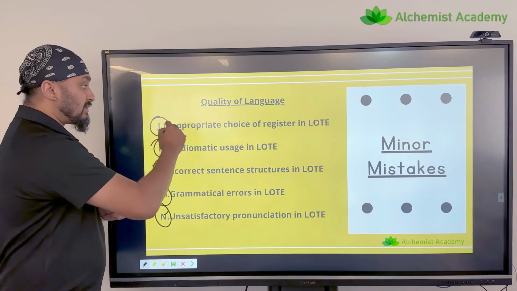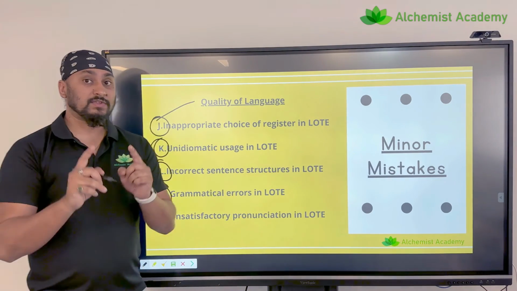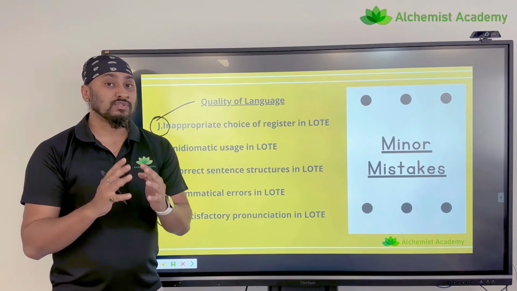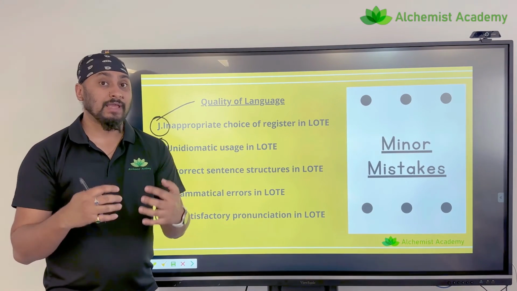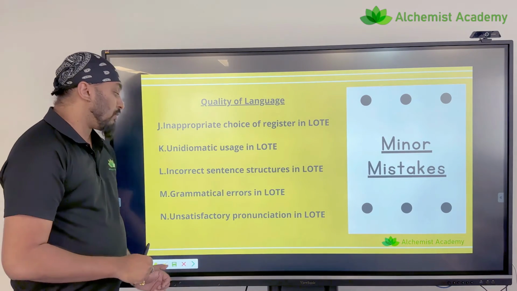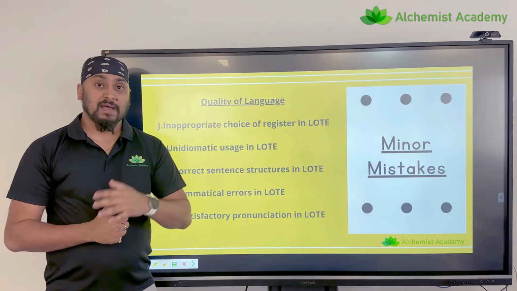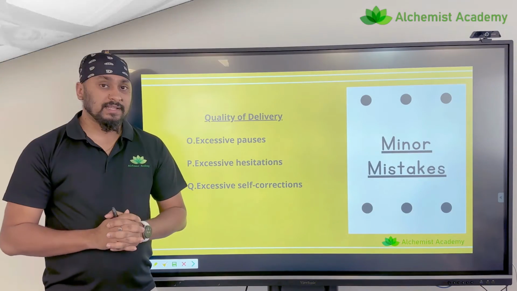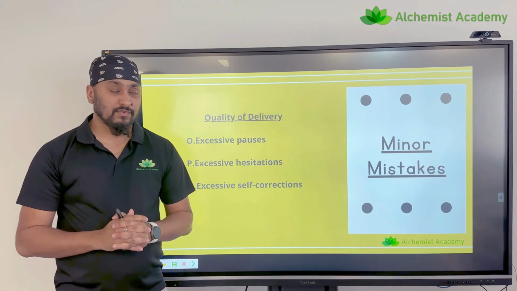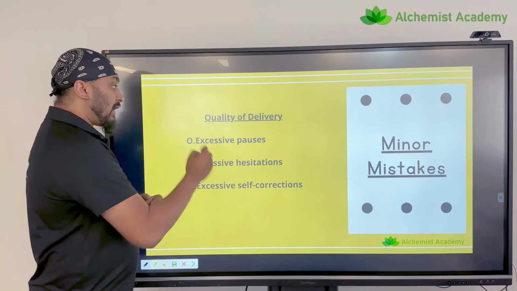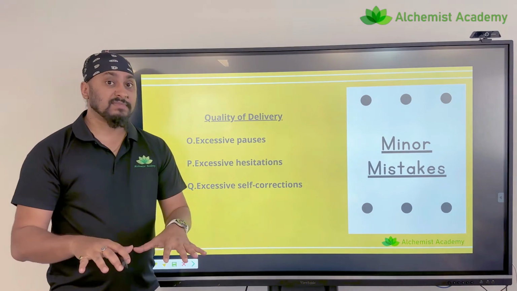JKLMN is again related to quality of language, which is minor mistakes. All right, so remember that quality of language is judged 2 ways. Alrighty, now let's move to the next part and have a look at the final part where you lose marks. The last thing that the examiners are going to test you for is the quality of delivery, how you're delivering your dialogues. And again, this falls under your minor mistakes as well.